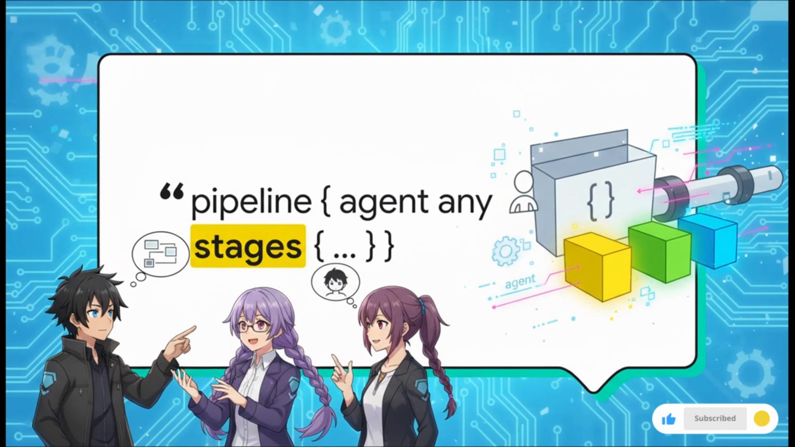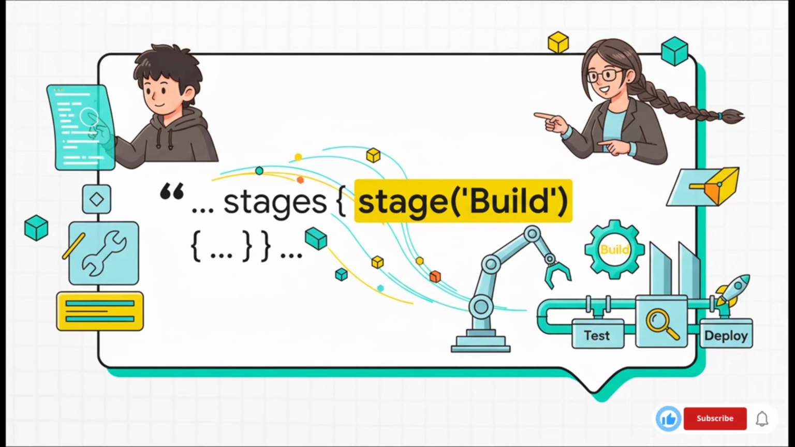And now for the main event. Inside the pipeline, right after the agent, we define our stages. This block is the container for all the actual work your pipeline is going to do, all broken down into a logical sequence of, well, stages. And inside that stages block, you define one or more individual stage blocks. Each stage represents a distinct phase of your pipeline. You'll give them logical names like build, test, or deploy.